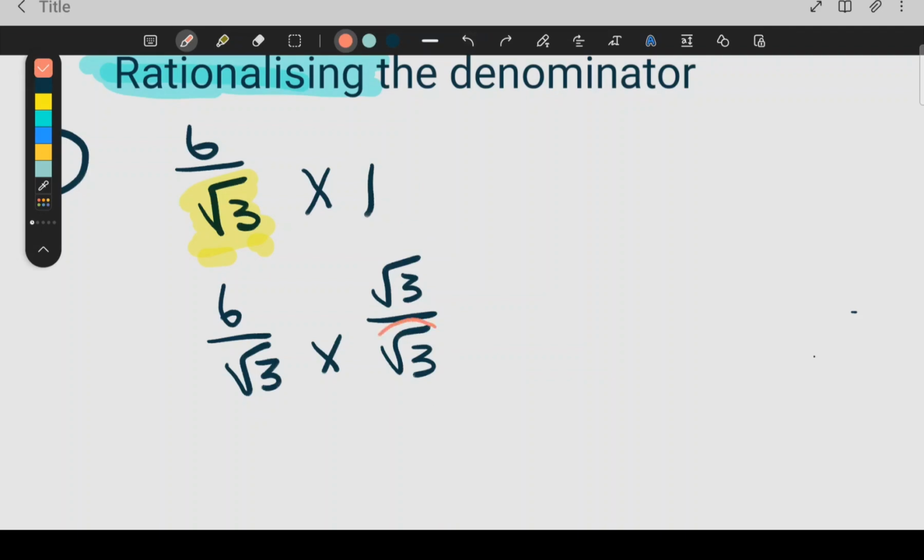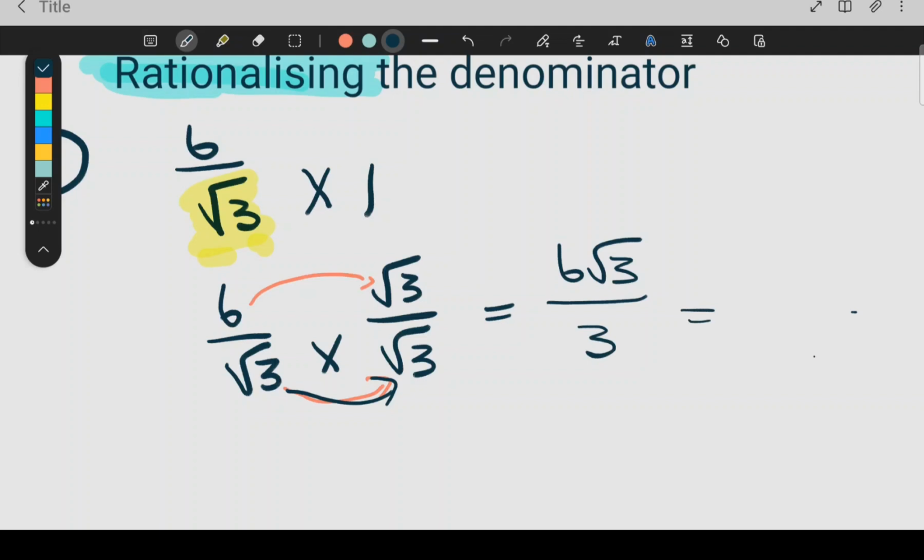Why did I choose root 3? Because the denominator is root 3. Whatever the denominator is, I'm going to write it over itself here. Okay, so that's a tip. Then I'm going to say this times this and this times this. So 6 times root 3 is 6 root 3. And root 3 times root 3 is simply 3.